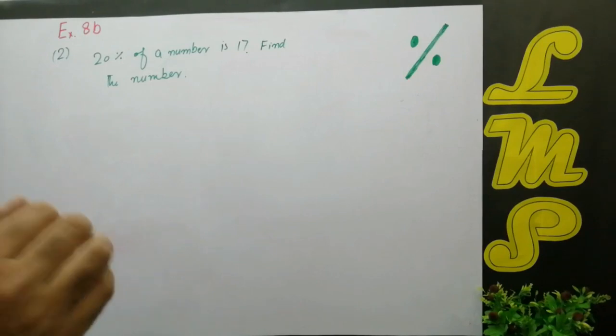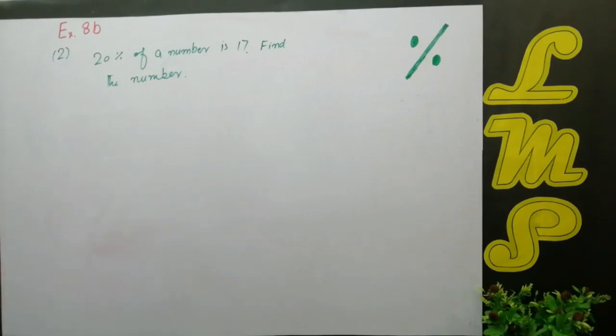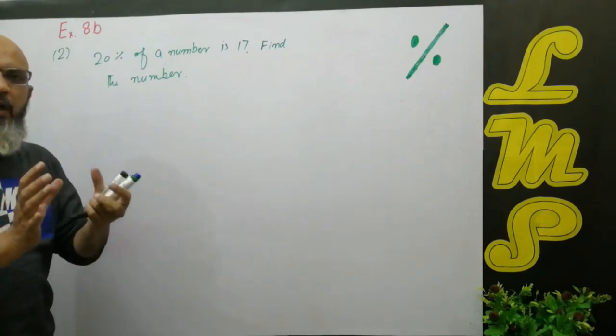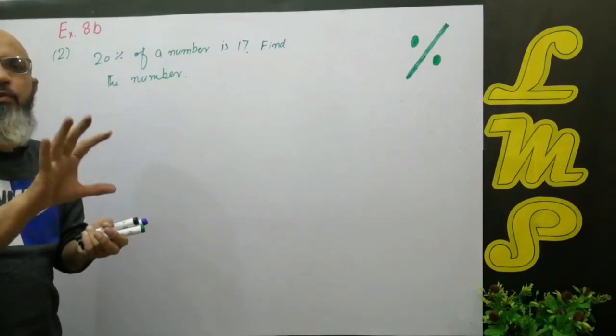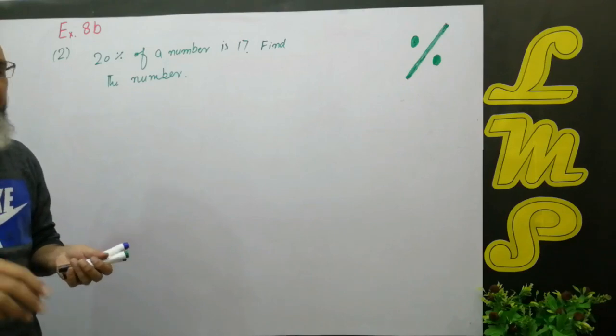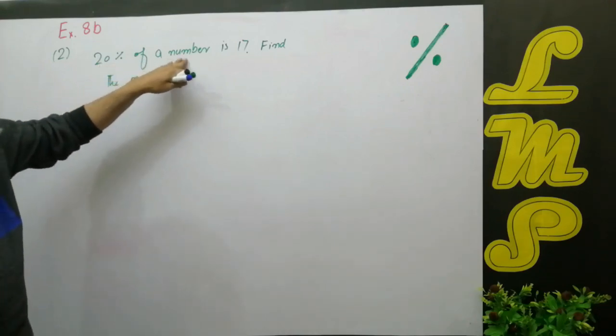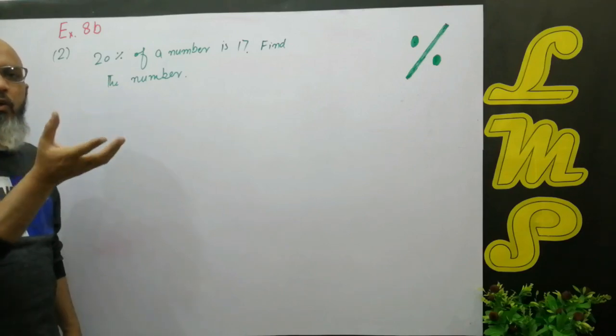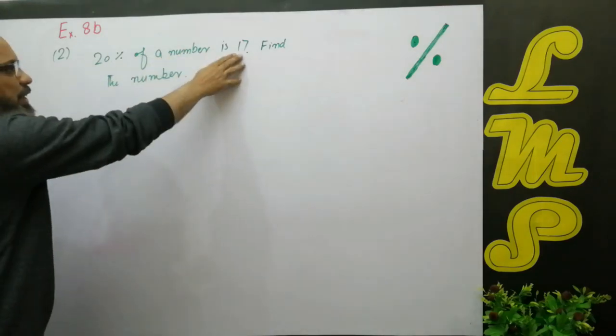So in this question, 20% of a number is 17. Find the number. Here 20% is given to you. In the previous question, 100% was given to you, and you had to find some percentage of that value. In this question, 20% of a number is 17. Find the number. Means we have to find the total number whose 20% is 17.